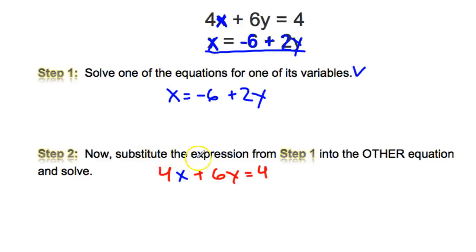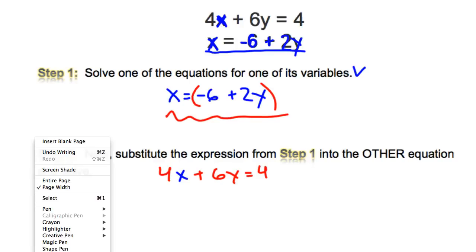Substitute the expression from step 1 into the other equation. So I've got this right here. Instead of this x, I'm going to put in -6 plus 2y. I'm going to change it up. I'm going to switch it around. And I'm allowed to do that because they're equal.